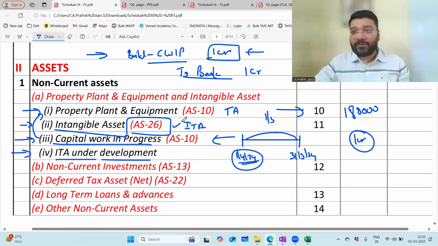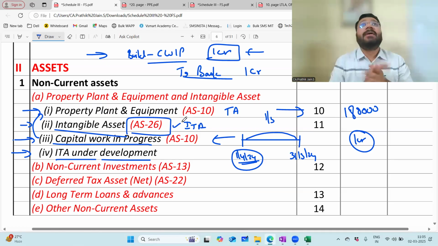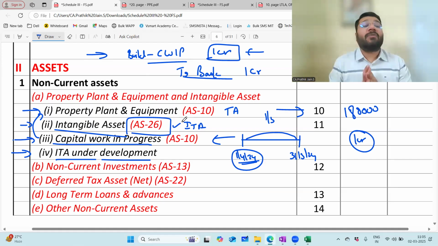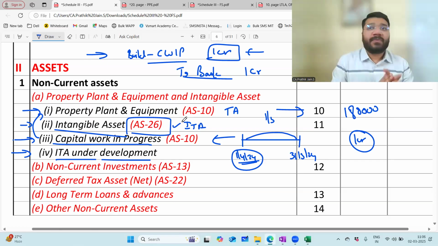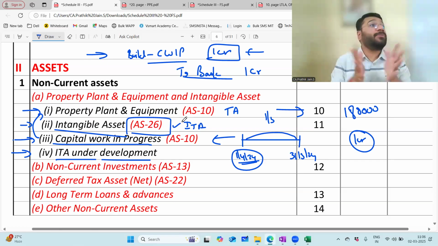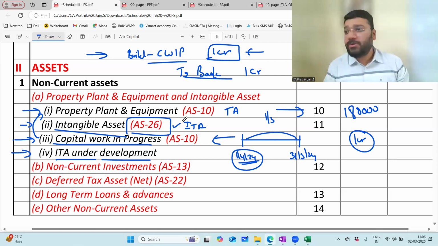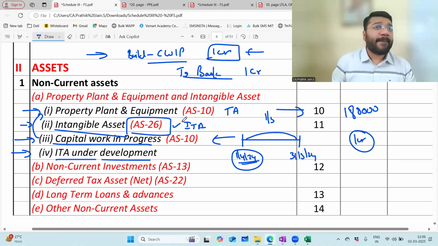You'll be understanding what is intangible asset in depth when I deal with AS 26. But I have an example for all of you. Let's suppose I am an audit firm. We are using one software called Tally software, right? And we have to pay that subscription fee for every year. So I paid one subscription fee of 40,000 rupees and I got Tally software.